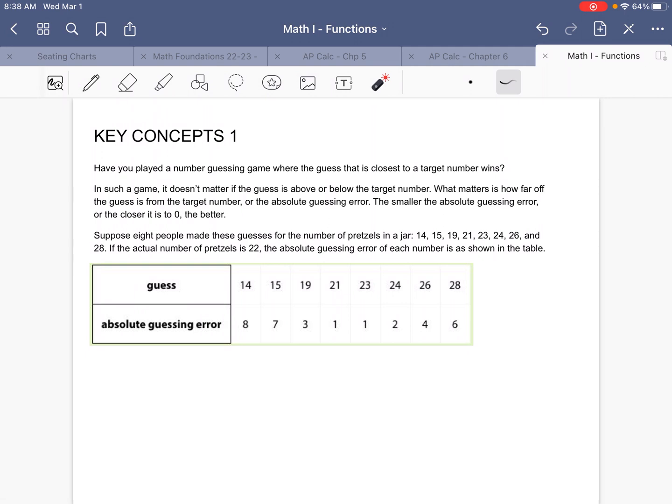So suppose 8 people made these guesses for the number of pretzels in the jar, and the actual number of pretzels is 22. So 23 is 1 off, 24 is 2 off, and 28 is going to be 6 off. Now 14, while it's in the opposite direction, is still just 8 off. These are the absolute guessing errors.